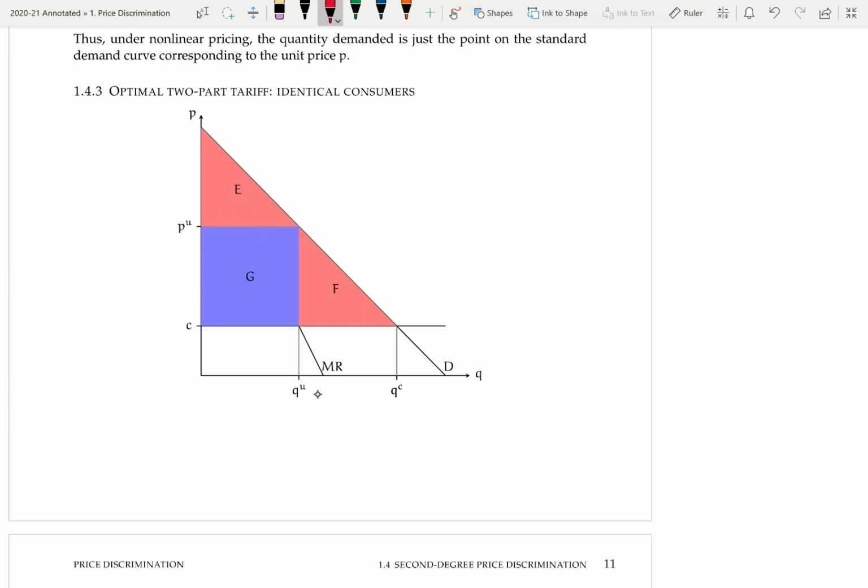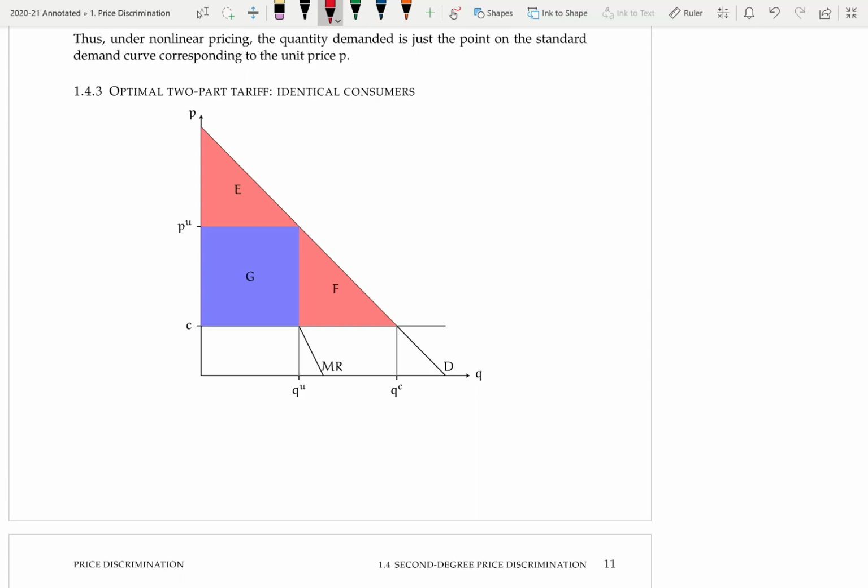So remember, under uniform pricing, E is consumer surplus. It's the difference between what the consumer is willing to pay and what they're actually paying. If now the monopolist charges them a fee equal to that consumer surplus, then the consumer surplus will be zero. And so the consumer will just be indifferent between buying and not buying. And we assume that they do indeed buy.